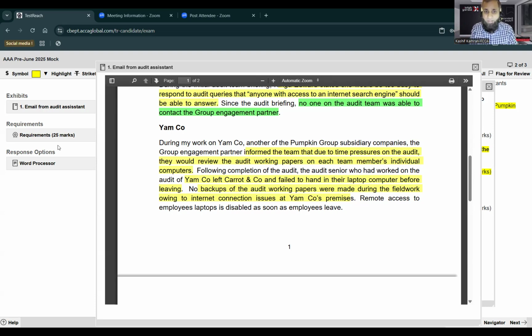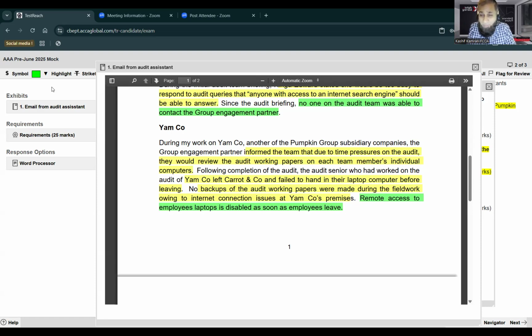Remote access to employee laptops is disabled as soon as the employee leaves. More wonderful. No remote access. The moment the employee leaves, there is no remote access to the laptop. So the company immediately takes the remote access. So problems and problems and problems.